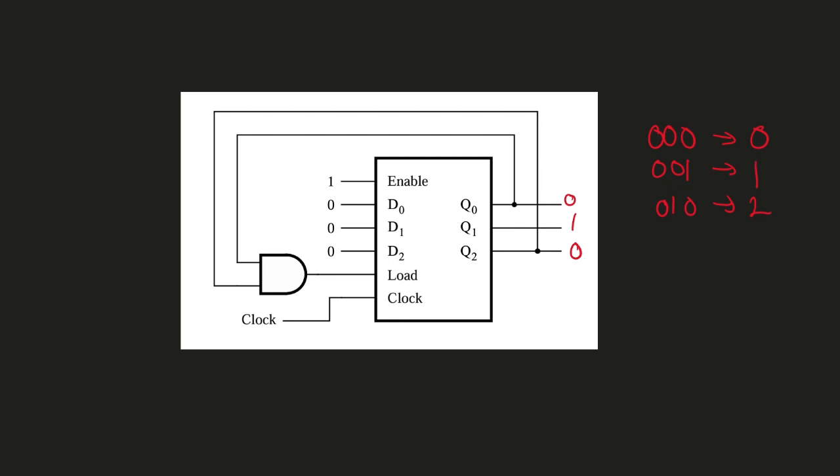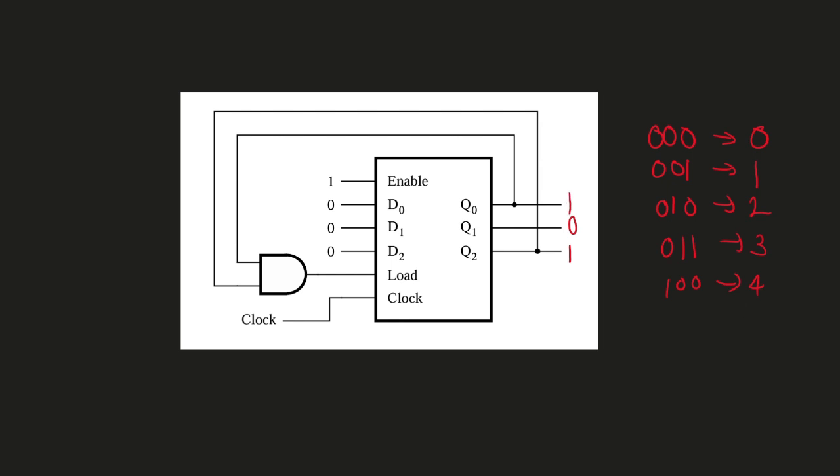Next it's 0, 1, 1. So that's a 3. Okay. So again, the AND gate spits out 0, so it's not going to be reset yet. Next, it's 1, 0, 0. So that's a 4, and the AND gate is still going to give out 0.